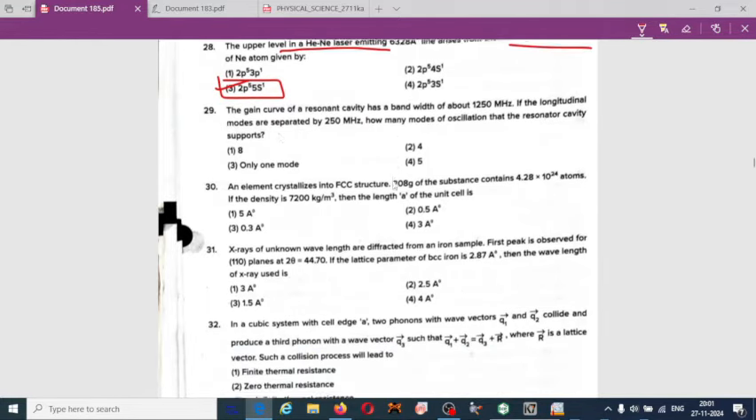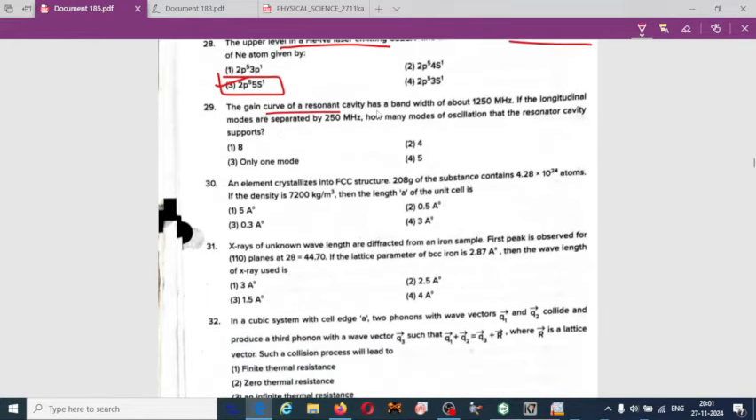Okay. Gain curve of a resonant cavity has a bandwidth of about 1250 megahertz. Longitudinal modes are separated by 250 megahertz. How many modes of oscillation does the resonant cavity support? 29th, 4th one, 5.